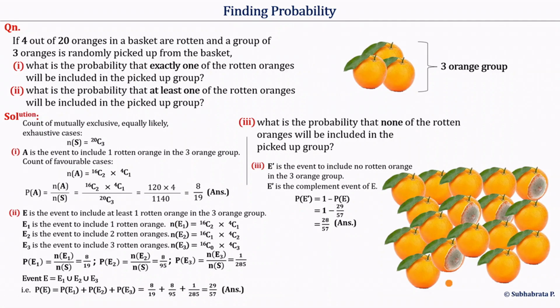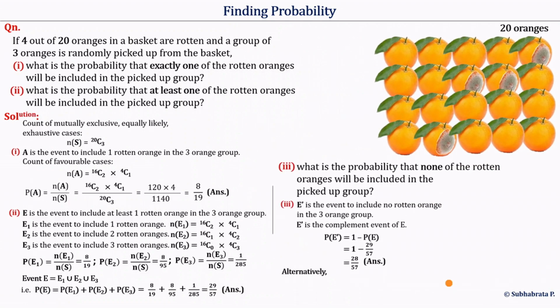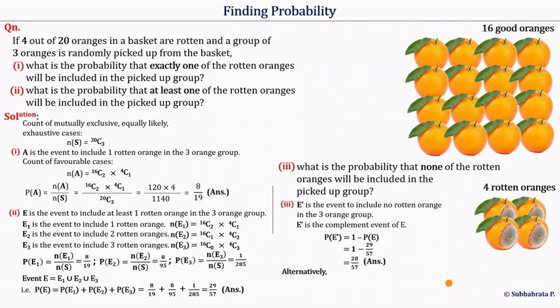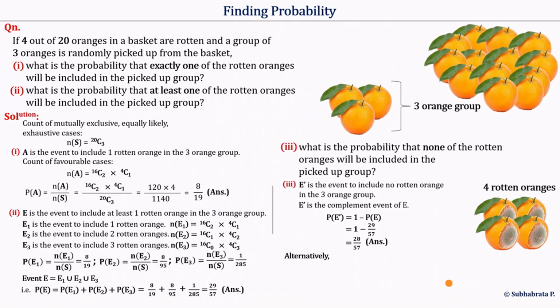Now we can calculate this probability in another way. You can notice in a case of picking three oranges containing no rotten orange, we are actually selecting 3 good oranges from 16 good oranges only, like this, which we can do in 16C3 ways. This is the count of favorable cases for the event E prime here. So in our usual approach using the definition of probability, probability of event E prime will be this ratio, which equals 28 by 57. This is the answer to the third question, same as the answer we got here previously.